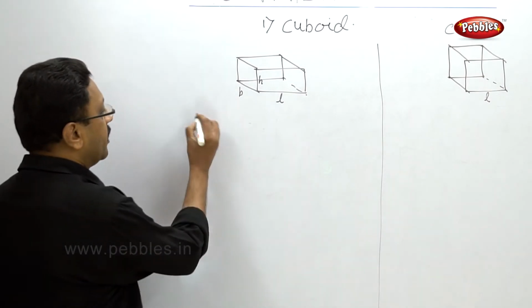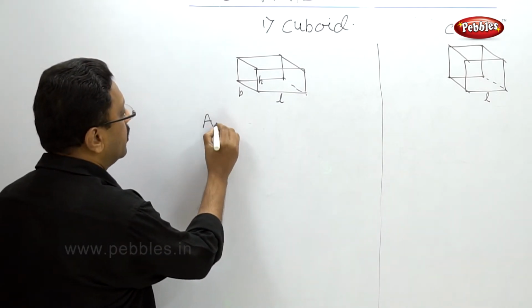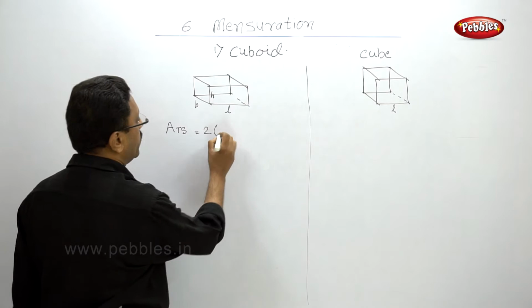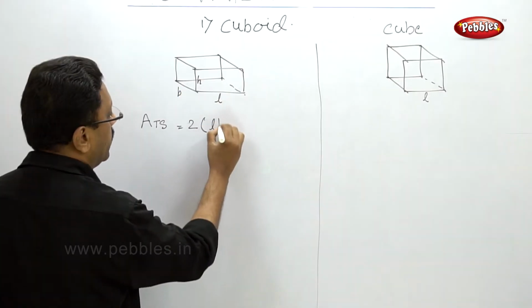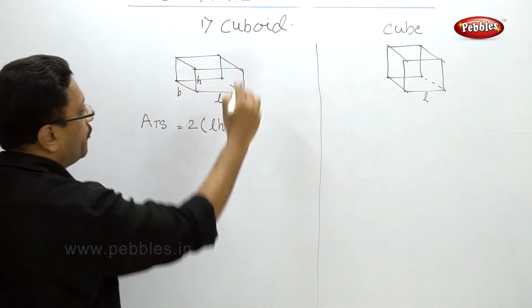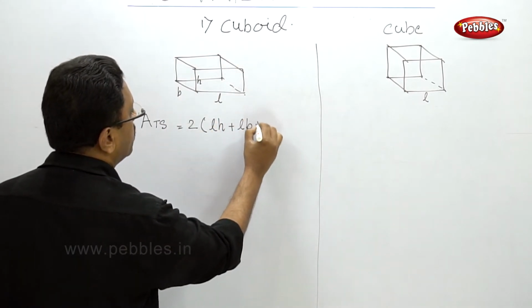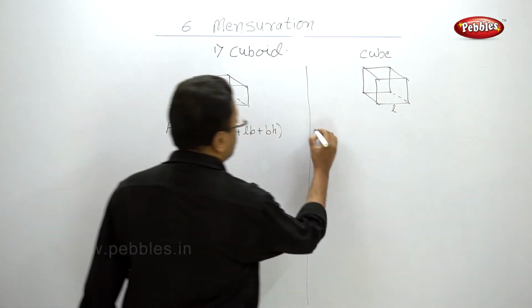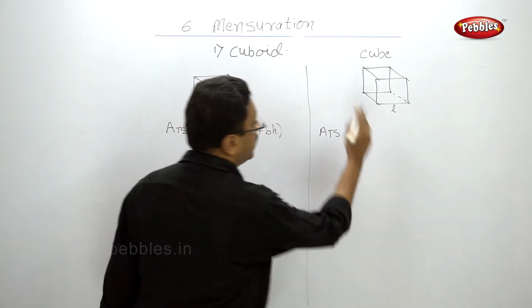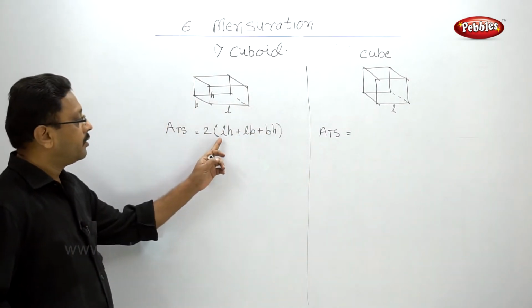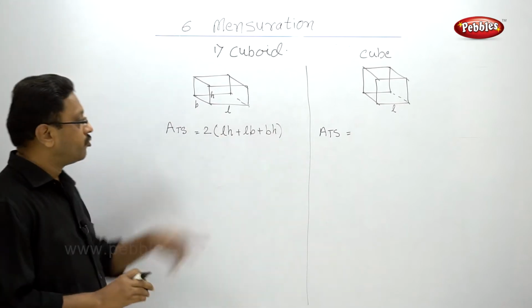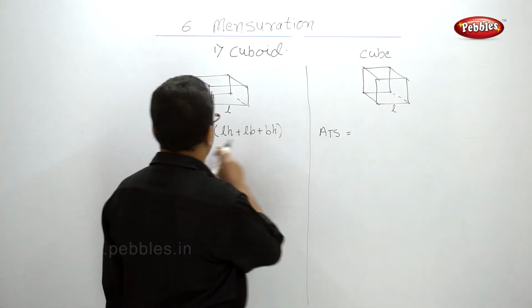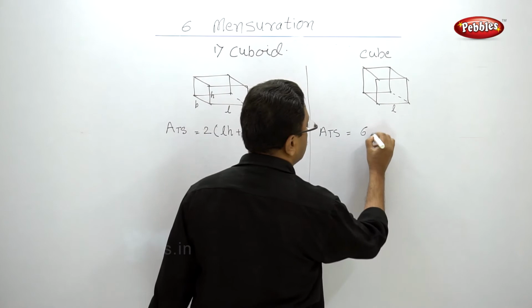Now let us find out the total surface area. In this case, 2 into LH plus top face LB plus side face BH. What is the total surface area in case of cube? Same formula, but here all the sides are equal. So this will be L square plus L square plus L square, that is 3L square into 2, that is 6L square.